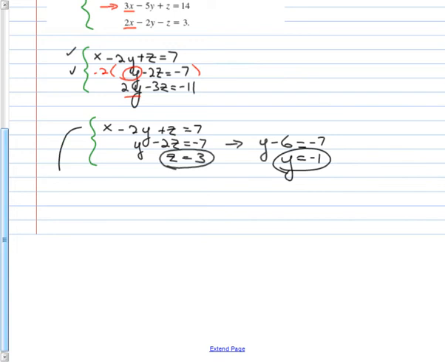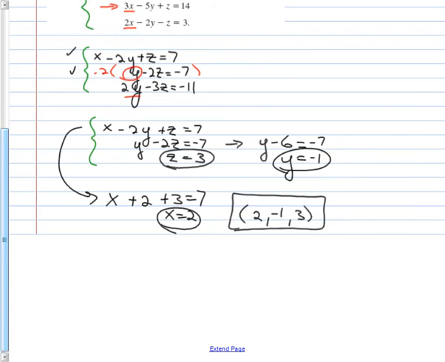And then I'm going to take the top one, x, let's see, minus 2 times y. What's y? Negative 1, negative 2, negative 1 is plus 2. Plus z, plus 3 equals 7. That's 5, so subtract the 5, and x is 2. So our ordered triple, 2, negative 1, 3. Otherwise, they had us do 2 of the same ones twice. But anyway, there it is, triangular form.